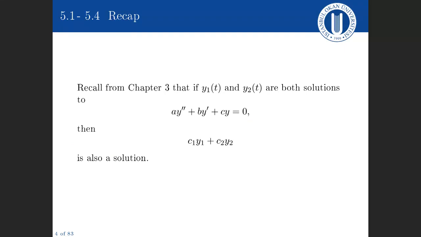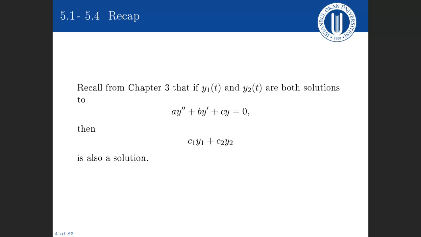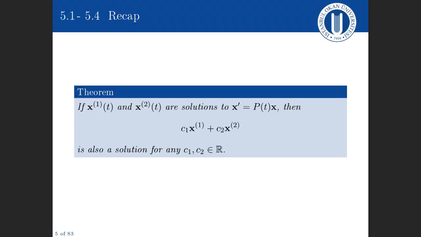Another idea from chapter 3, remember that if we have two solutions to our linear differential equation, any linear combination of y1 and y2 is also a solution. We have the same idea for linear systems. If x1 and x2 are two solutions to the linear homogeneous system x prime is equal to Px, then every linear combination of x1 and x2 is also a solution.